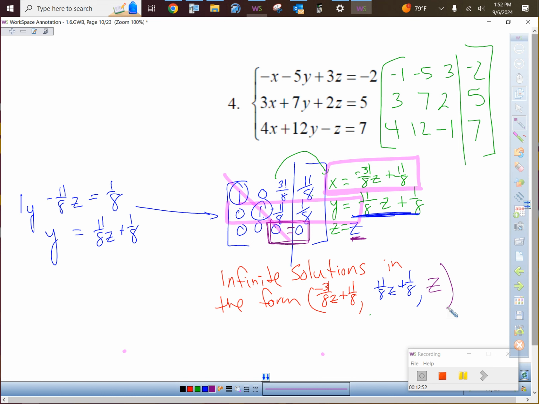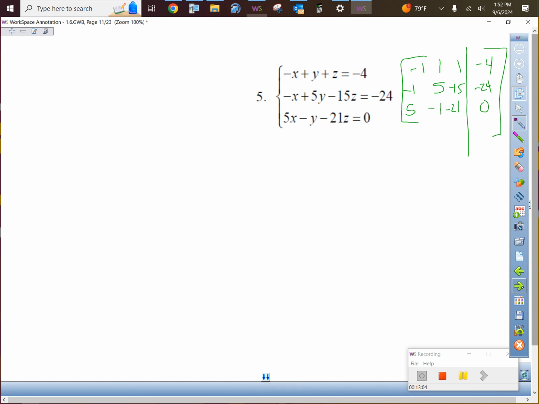So after we do a couple more of those, people really are like, okay, I see what's going on, but for some reason they put 0 or 1 in that last spot. Z equals z. Infinite solutions. All right, let's try one more of these bad boys, I think.